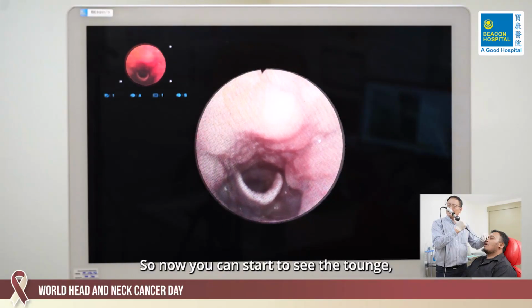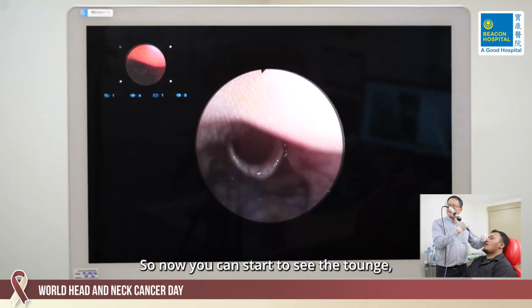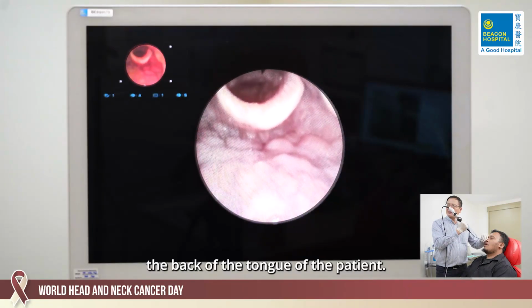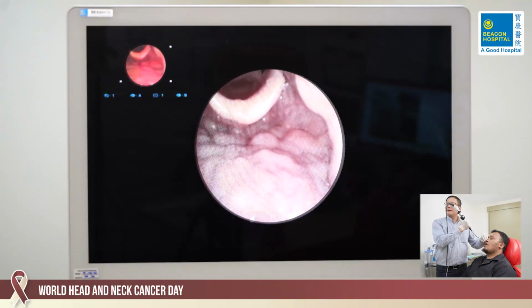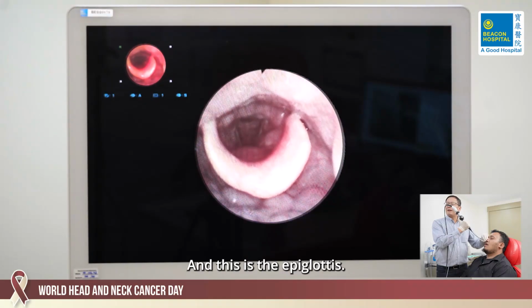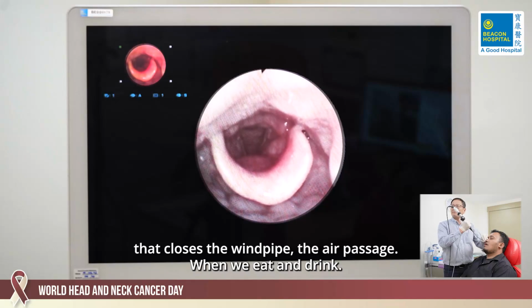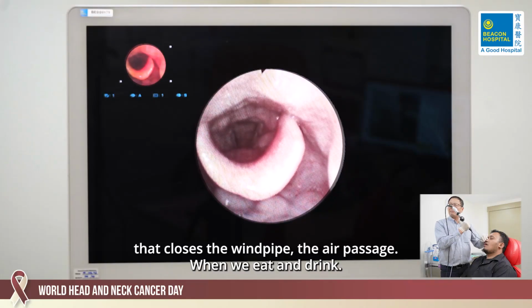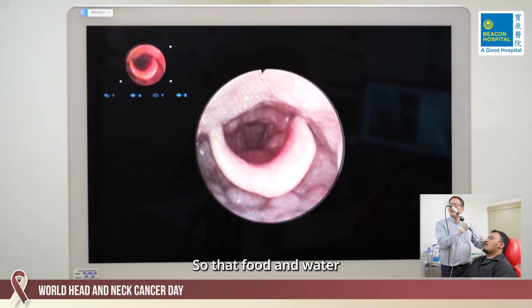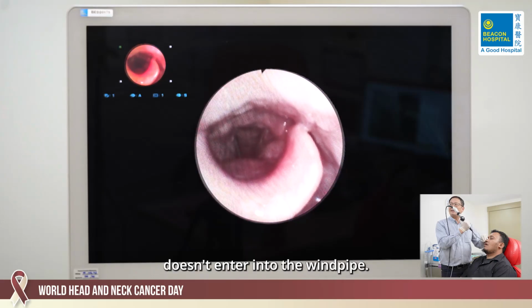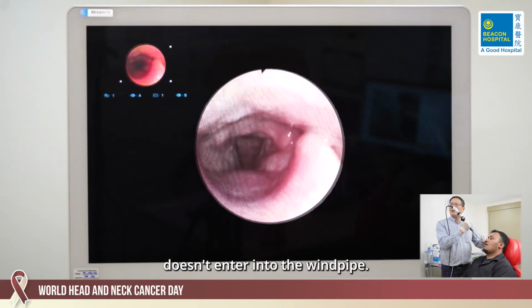So now we can start to see the tongue, the back of the tongue of the patient, all right? And this is the epiglottis. It's a little flap that closes the windpipe, the air passage when we eat and drink, so that food and water doesn't enter into the windpipe.